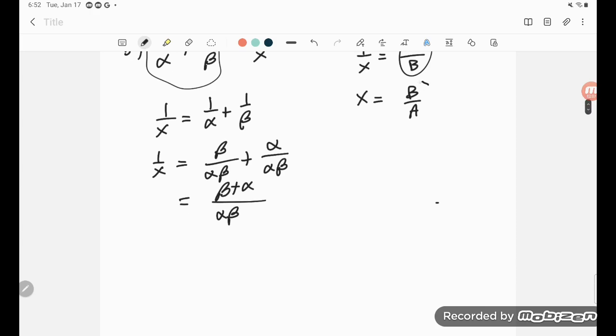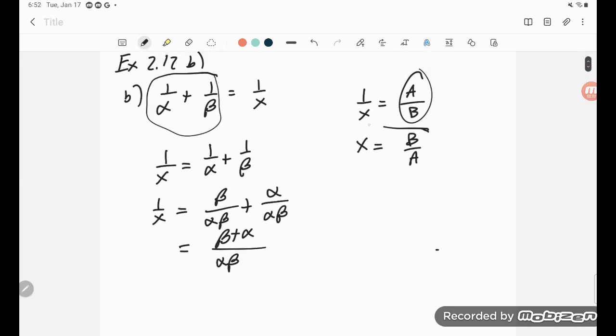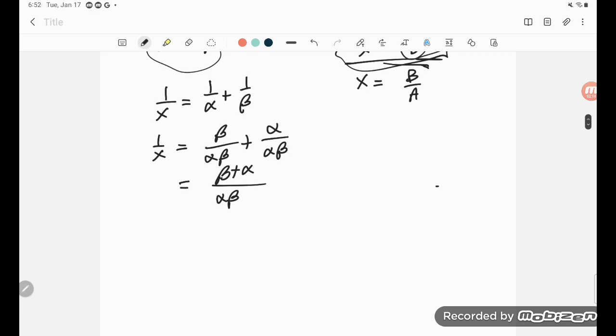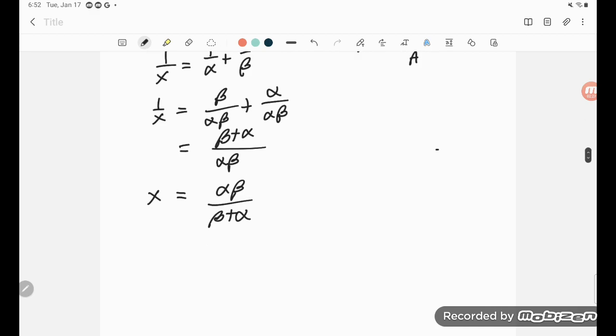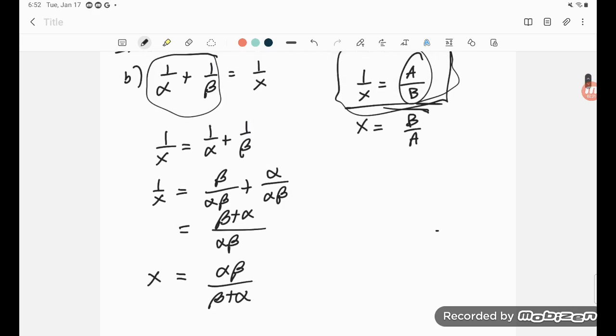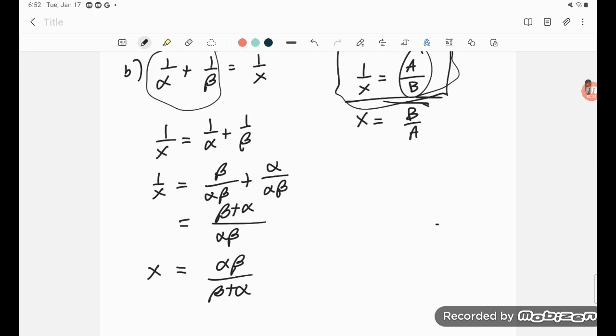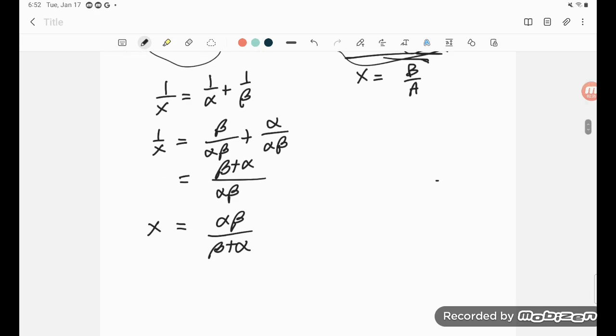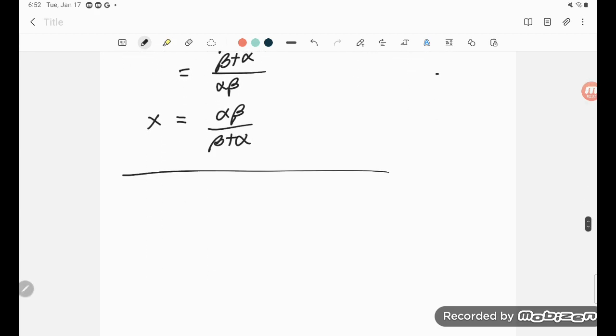And so I've got my proper fraction like I've got here. And now if I just turn everything upside down, I've got x is equal to alpha times beta over beta plus alpha. And okay, so that is how I would do it, because I just would see a fraction there and get that fraction. However, another way.